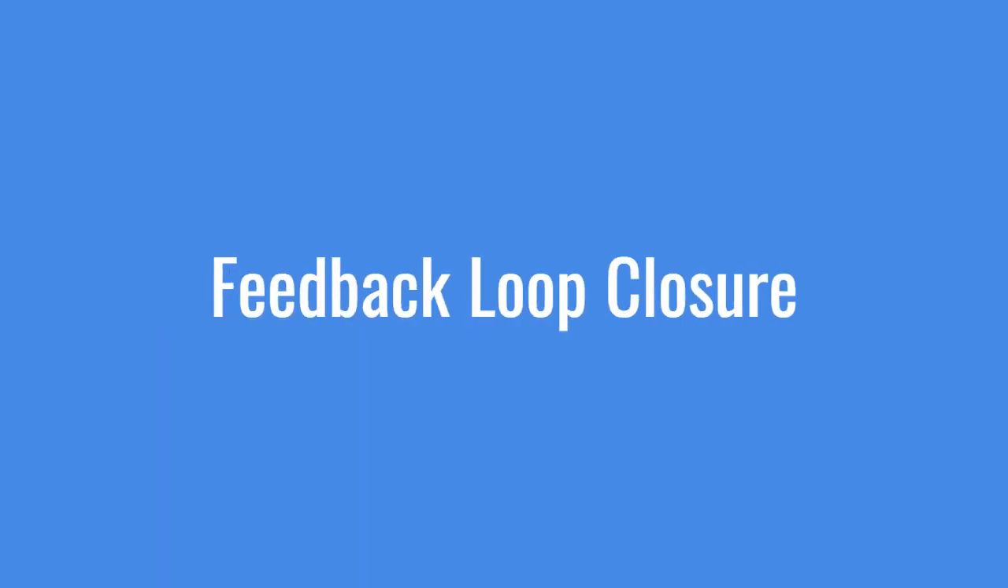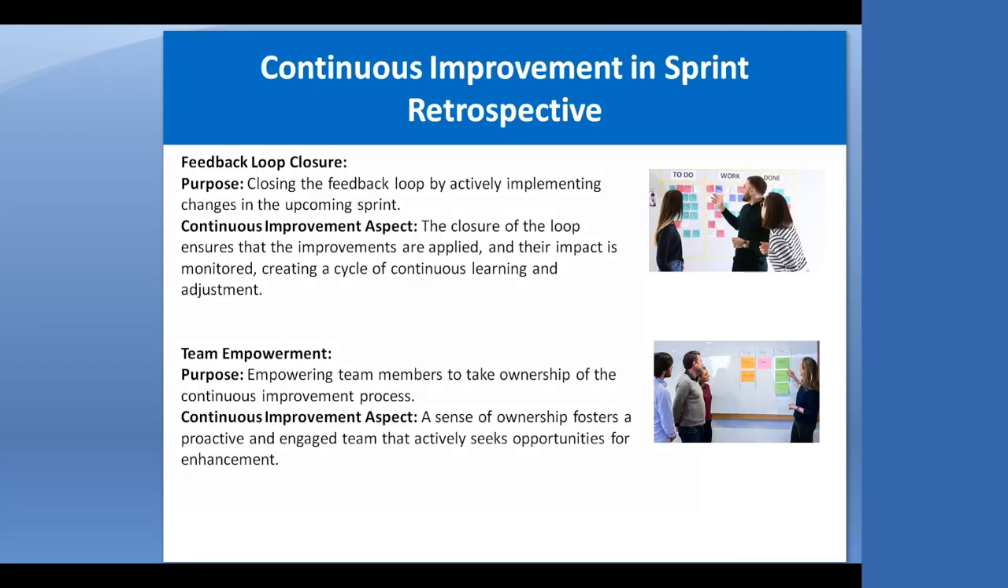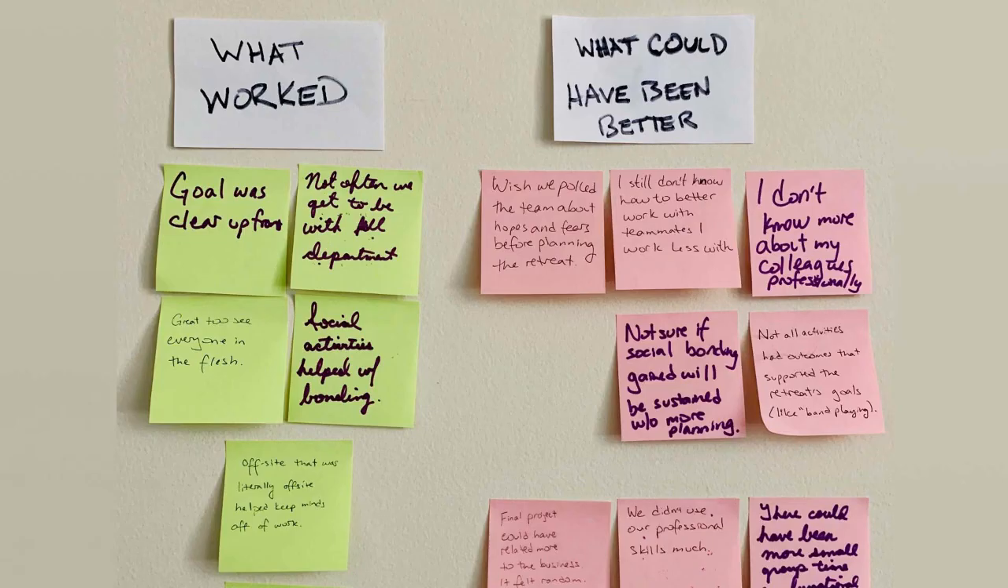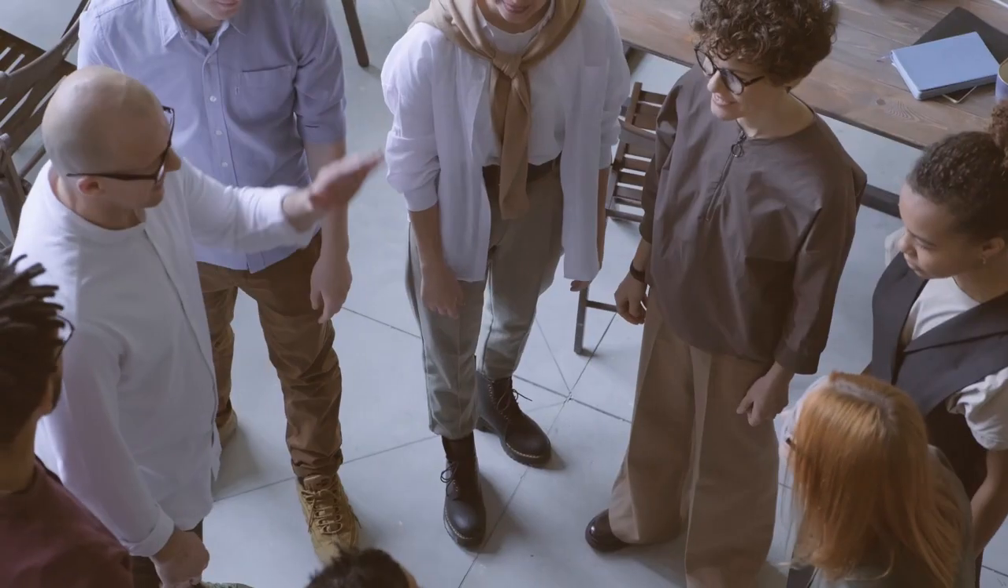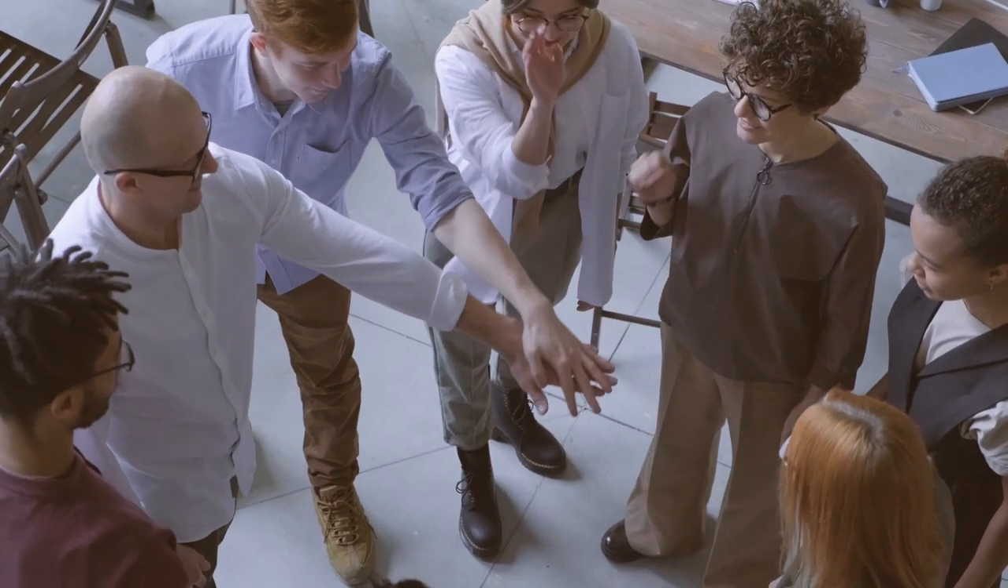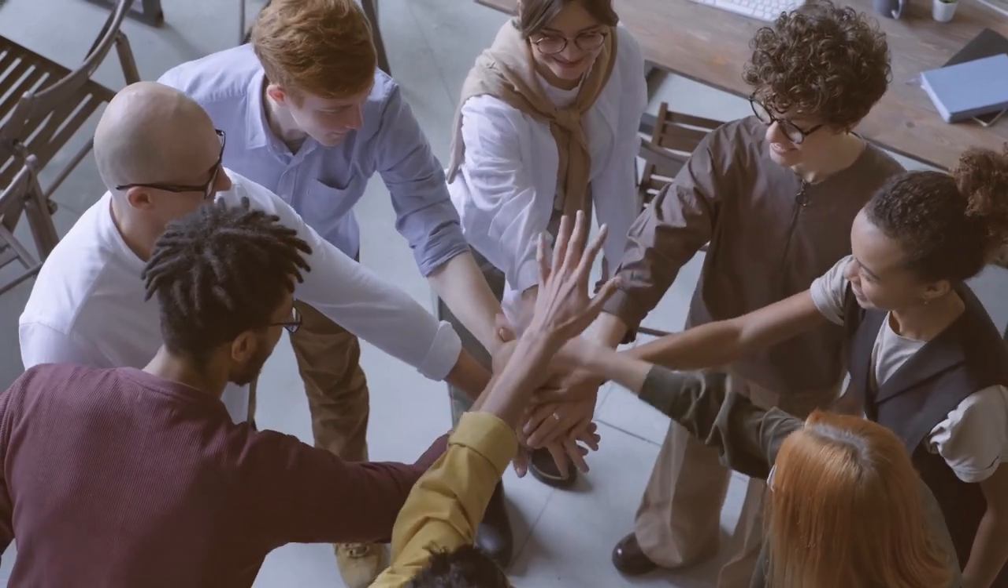Then feedback loop closure means closing the feedback loop by actively implementing changes in the upcoming sprint. The closure of the loop ensures that the improvements are applied and their impact is monitored, creating a cycle of continuous learning and adjustment. Team empowerment means empowering team members to take ownership of the continuous improvement process. A sense of ownership fosters a proactive and engaged team that actively seeks opportunities for enhancement.